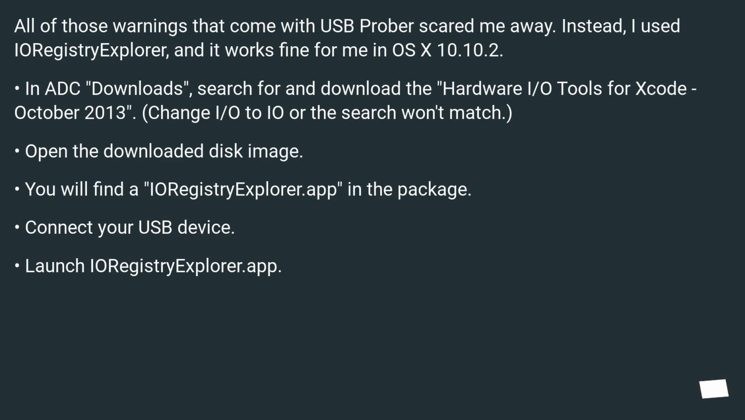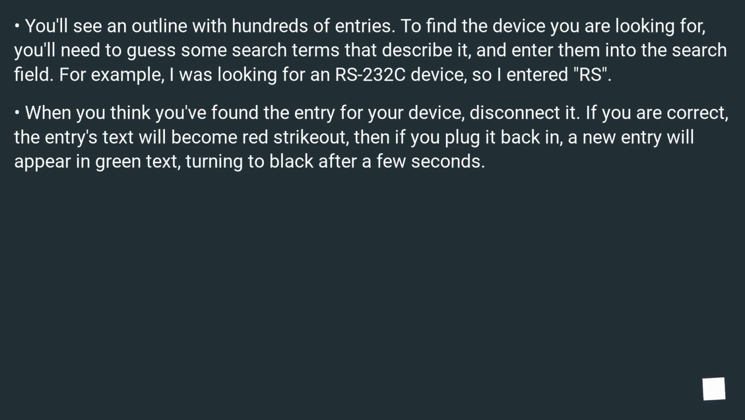Open the downloaded disk image. You will find the IORegistryExplorer.app in the package. Connect your USB device. Launch IORegistryExplorer.app. You'll see an outline with hundreds of entries. To find the device you are looking for, you'll need to guess some search terms that describe it, and enter them into the search field.